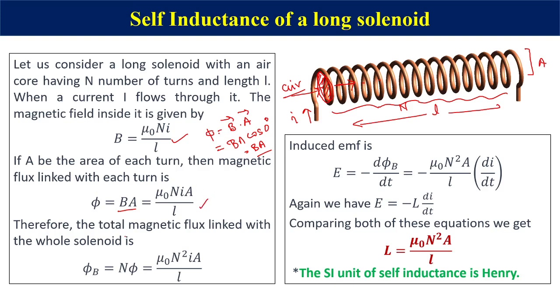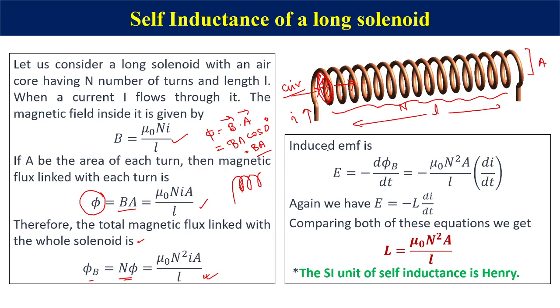Now, therefore, the total magnetic flux linked with the whole solenoid. Previously, this φ is nothing but the flux through one single turn. If this is the solenoid, this is one single turn, this is another turn, and this is another turn. I am talking about one single turn through which the magnetic flux is this much. Now if there are N turns, then the magnetic flux is φ_B = Nφ, and ultimately that is μ₀N²IA/L.